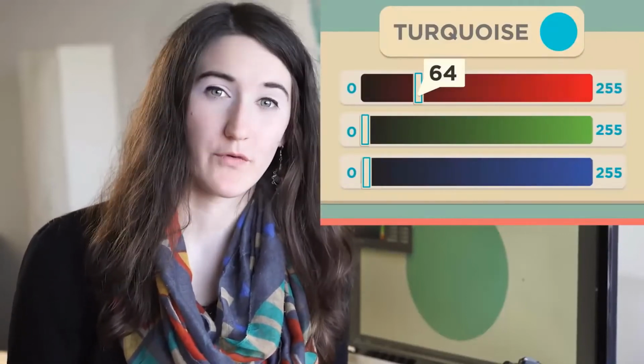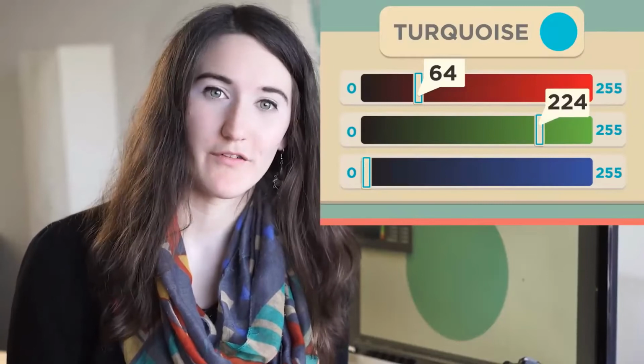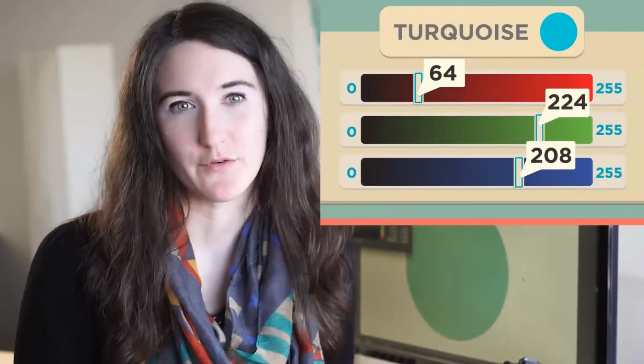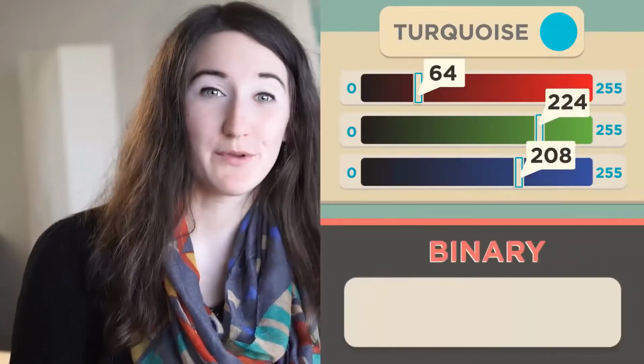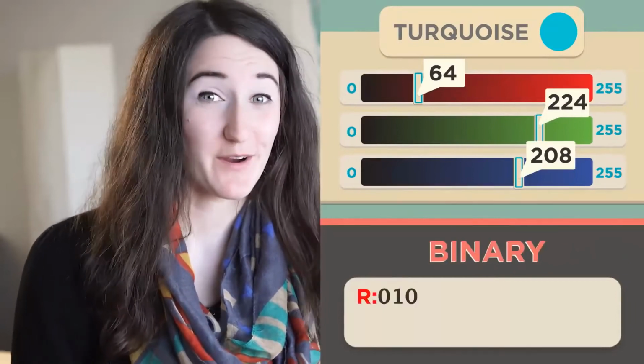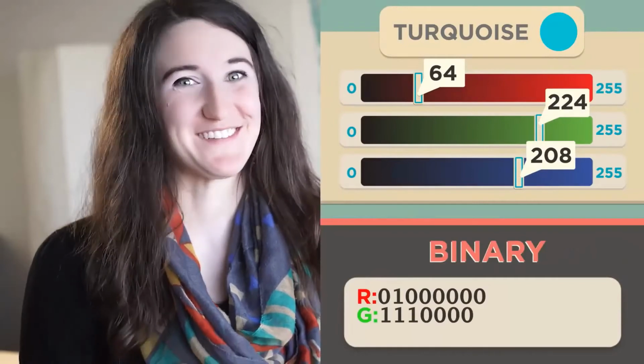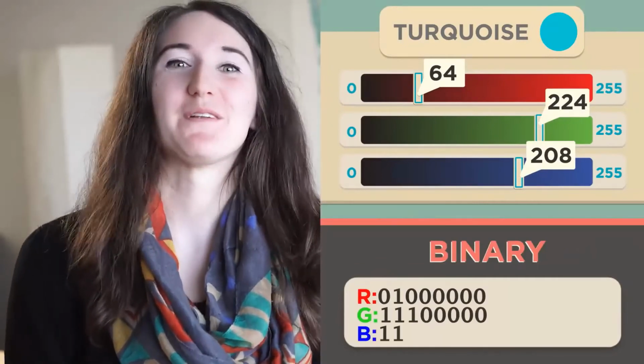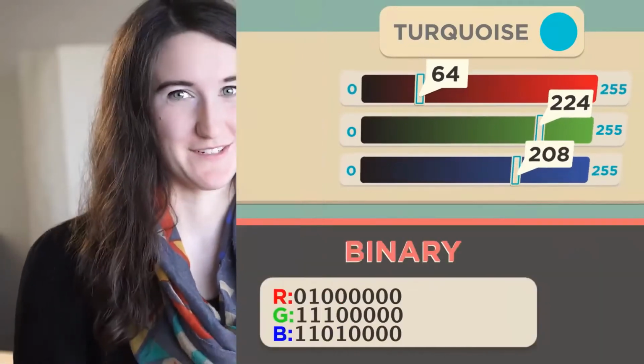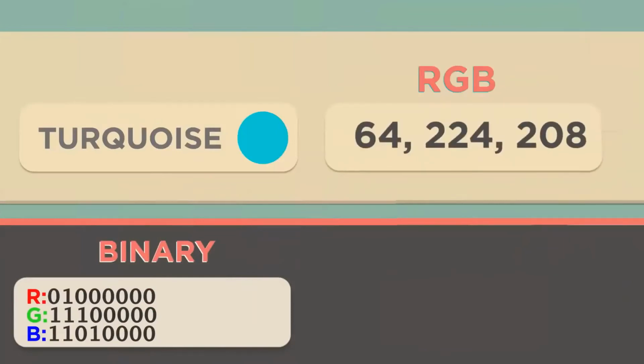We could represent a pixel of the color turquoise, for example, in our traditional decimal-based number system as 64 for a little red, 224 for a lot of green, and 208 for some blue. But a computer would have stored it as 01000000 11100000 11010000. We use 24 binary digits to represent this one pixel.